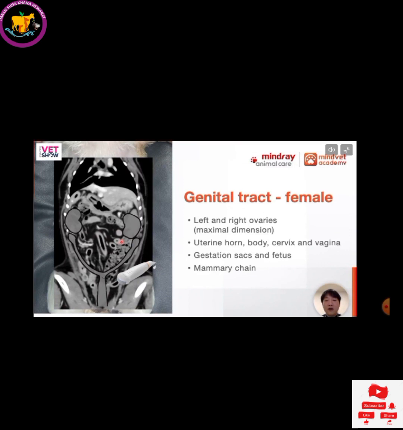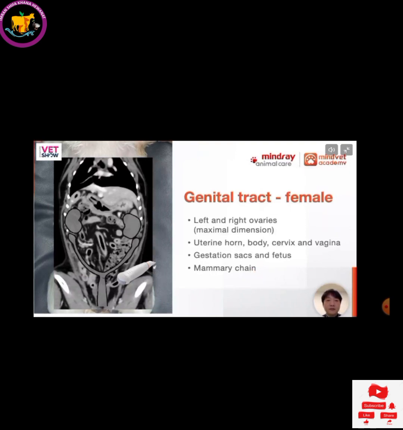Here, this is the kidney, this is the ovary. The ovary should be examined in true plane. Ovarian lesions should be measured at the maximum dimension. Ultrasound can be used for confirmation of pregnancy as early as 21 days post-breeding in dogs and 10 to 25 days post-breeding in cats. Mammary changes should be assessed if there are any problems.